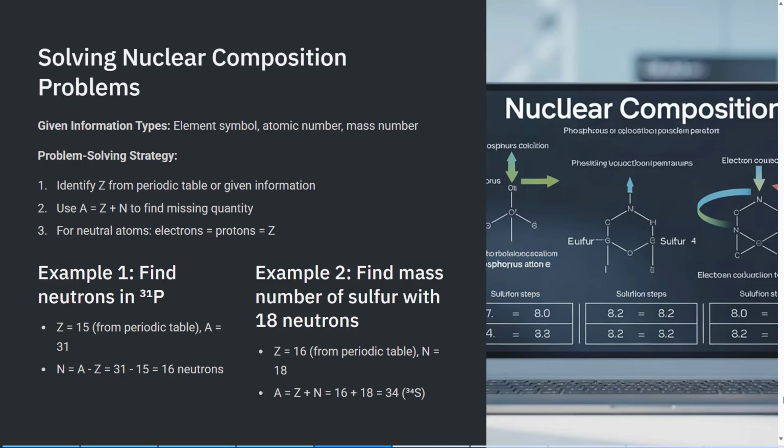Now here is another example. What's the mass number of sulfur with 18 neutrons? From the periodic table, sulfur has atomic number 16. We are told N equals 18. Using A equals Z plus N, we get A equals 16 plus 18, which equals 34. So this is sulfur-34. The key is remembering that for neutral atoms, the number of electrons always equals the number of protons, which equals the atomic number. Now let's explore how we measure atomic mass.